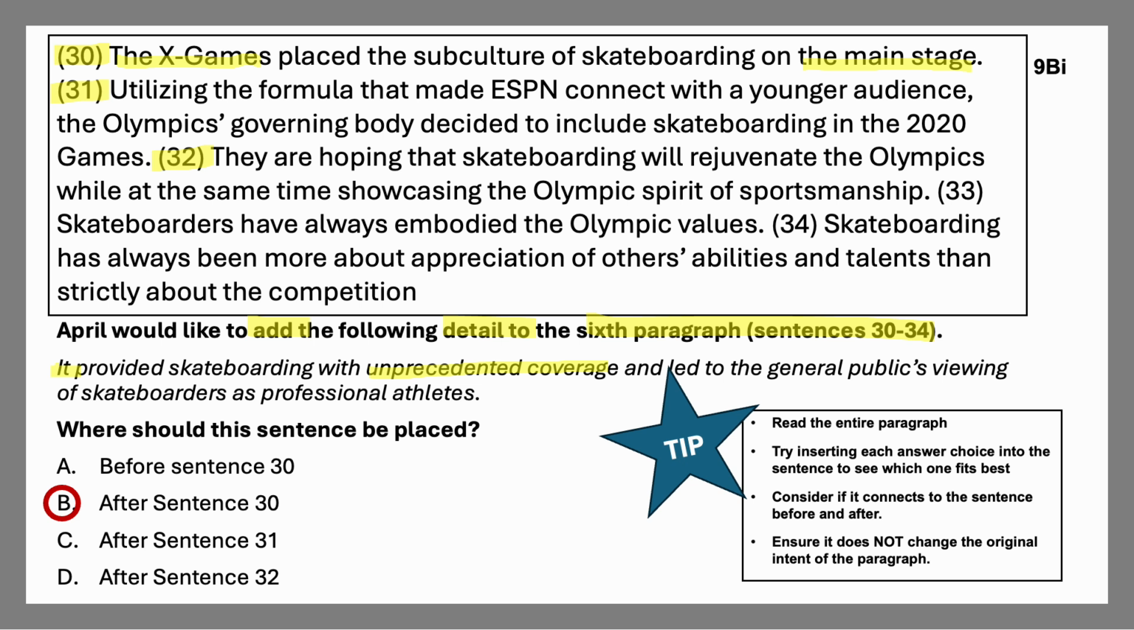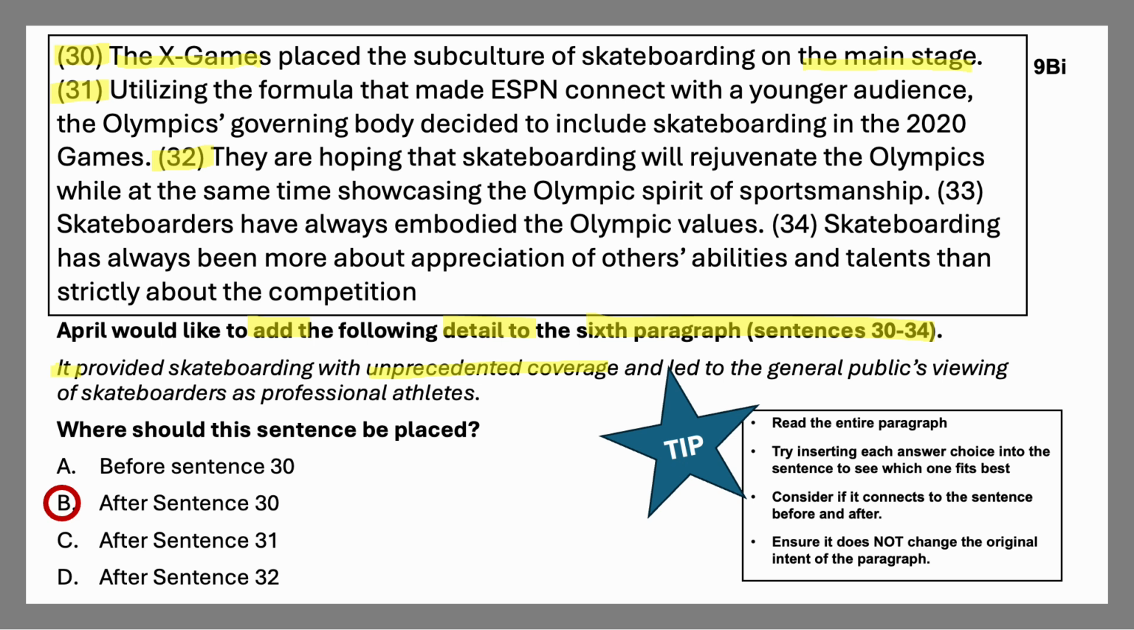There's just so much connection between these two sentences in that regard. After sentence, I wouldn't put it before sentence 30 only because I'm not getting any clarity on this pronoun. If I put it at the beginning of this paragraph, there's nothing preceding it that's going to tell me what that is, and then now I have an unclear sentence. So it's not going to go before sentence 30. After sentence 31, it takes me away from what it is, something that's providing unprecedented coverage.